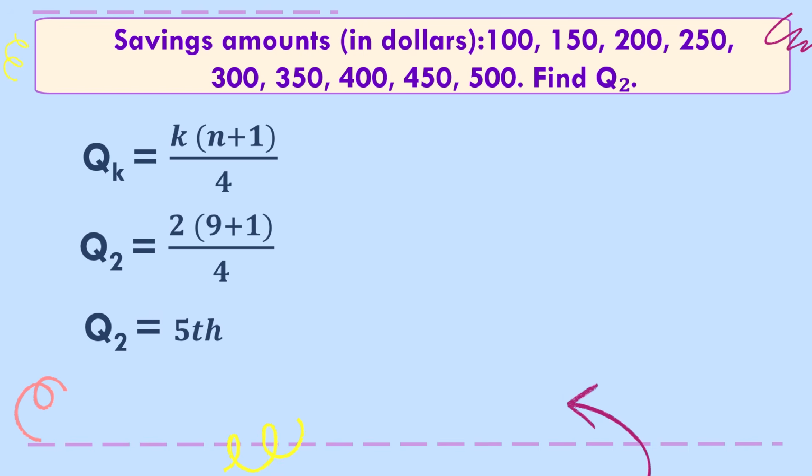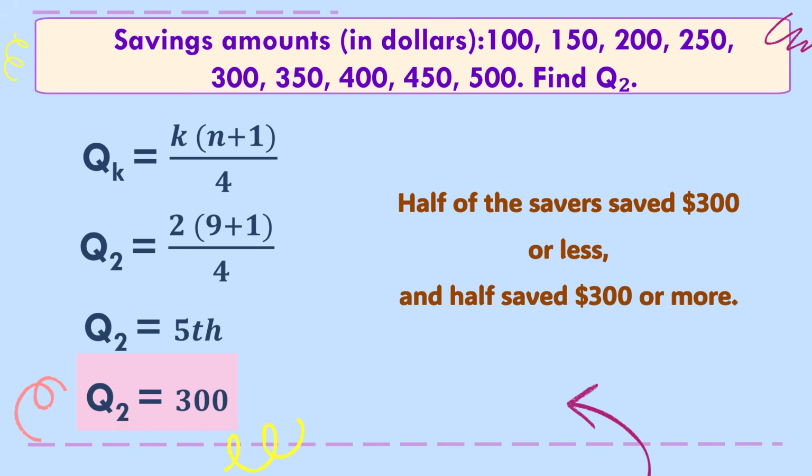That is the fifth position. So quartile 2 is the fifth. If we count 1, 2, 3, 4, 5, quartile 2 is equal to 300. So quartile 2 is the half. It means half of the savers saved $300 or less, and half saved $300 or more.